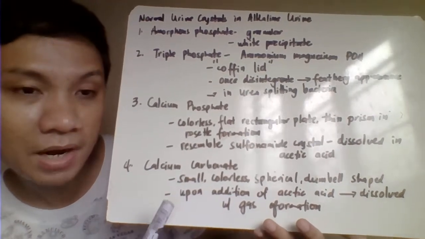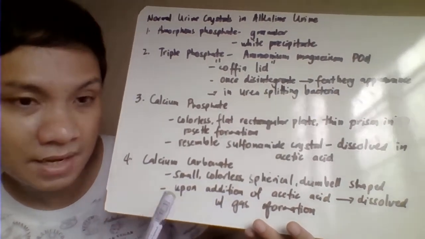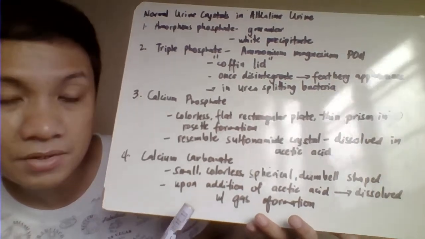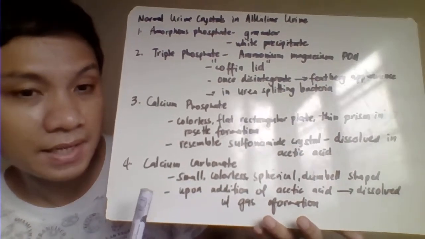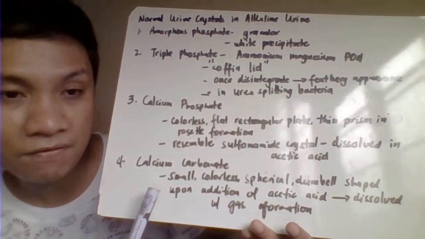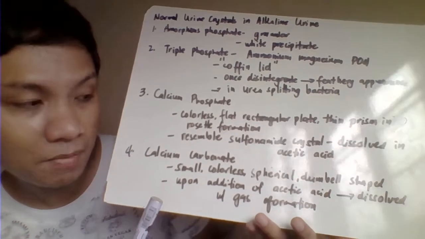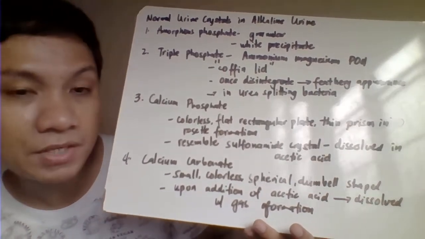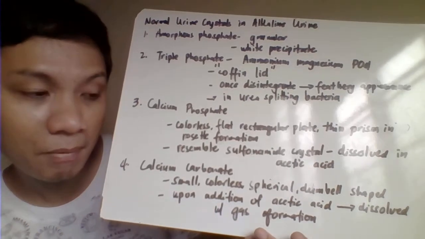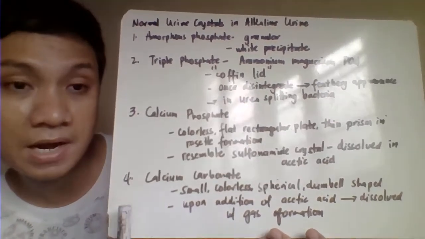Next, we have your calcium carbonate, colorless. It's spherical in shape. It's dumbbell in shape. Upon addition of your acetic acid, it will be dissolved with the gas formation. So may bubble formation siya, mawala siya with the bubble formation, so that would identify your calcium carbonate.